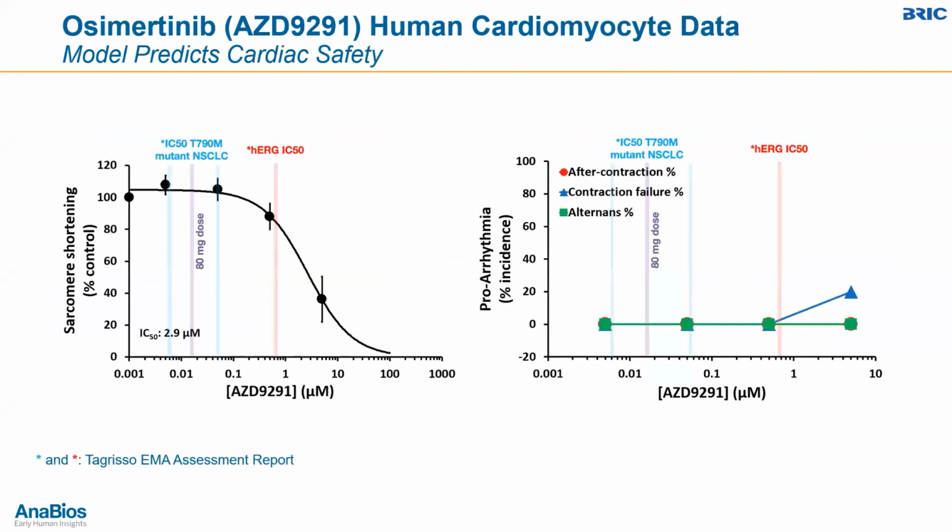Another example is AZD9291. Again, this is a cancer compound developed by AstraZeneca too. You can see we tested this compound in our models. At therapeutic exposure, the compound showed no ability to affect contractility and also showed no ability to cause proarrhythmia. Of course, when you increase the concentration well above therapeutic exposure, exceeding the HERG IC50, this is where you start seeing some proarrhythmic potential and some ability to decrease contractility.